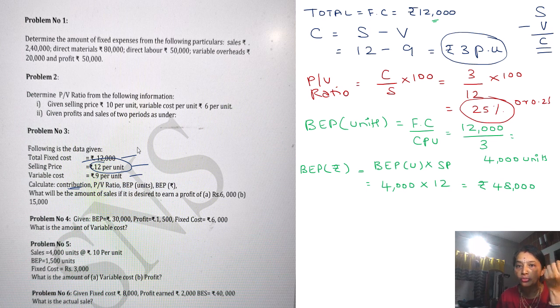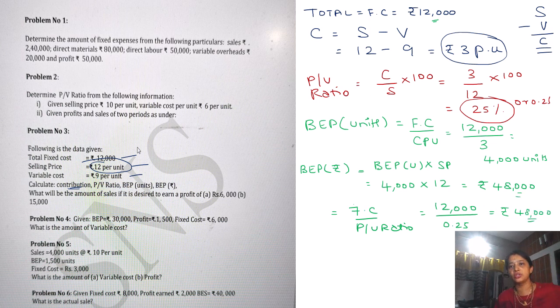Alright, there is one more formula in rupees. What is that? Fixed cost divided by PV ratio. How much is your fixed cost? Your fixed cost is 12,000 and your PV ratio is 0.25. So 12,000 divided by 0.25, you get rupees 48,000. Whatever formula you use, you should get the same answer. 48,000 is the break-even point in rupees as per your break-even statement.